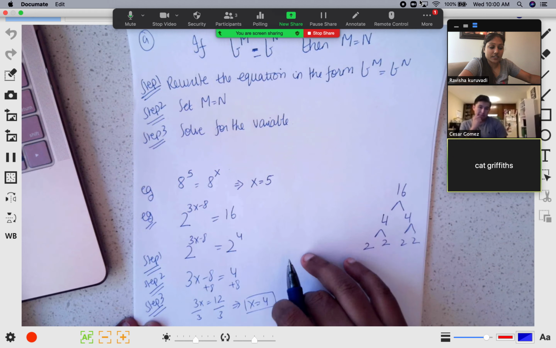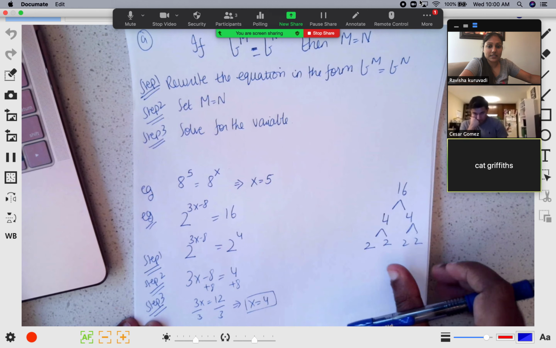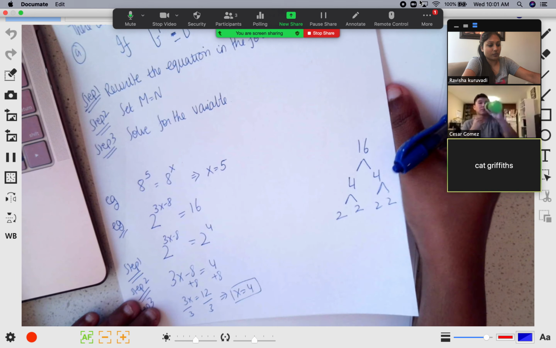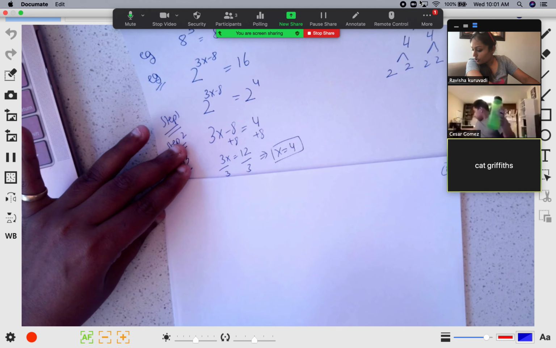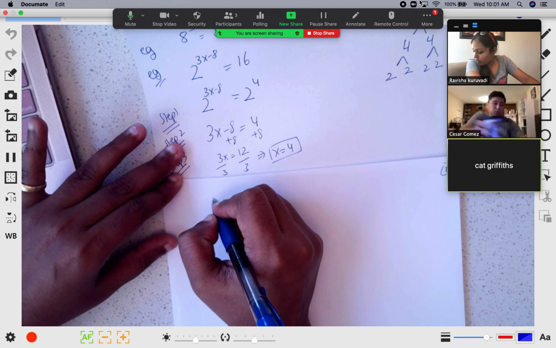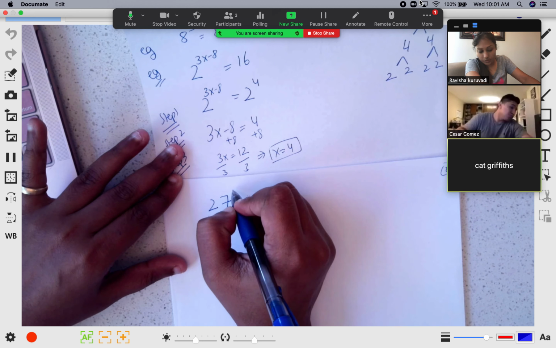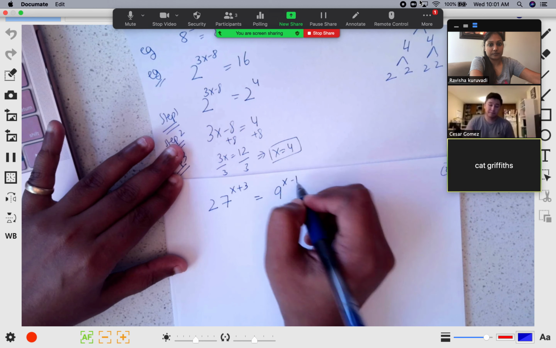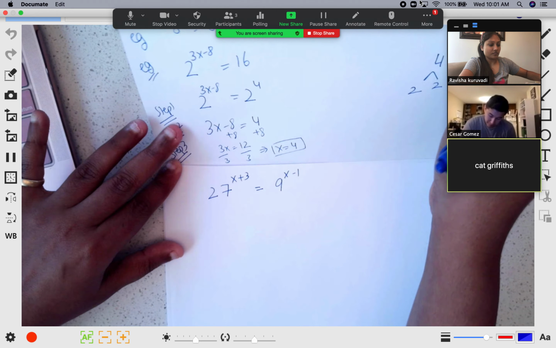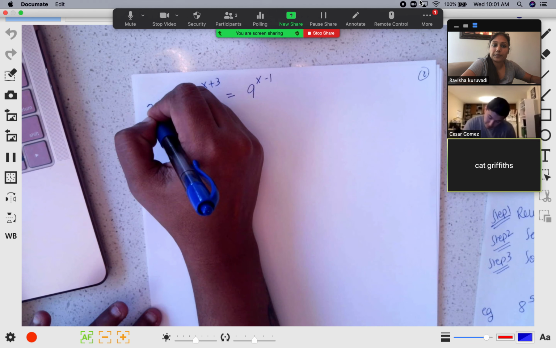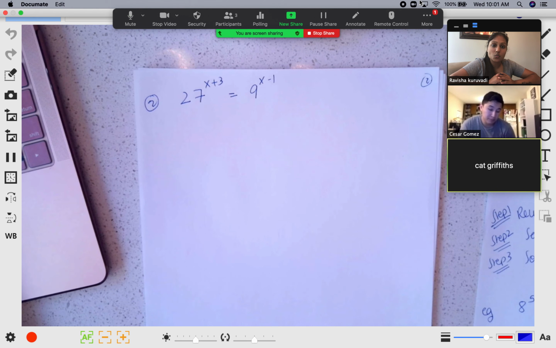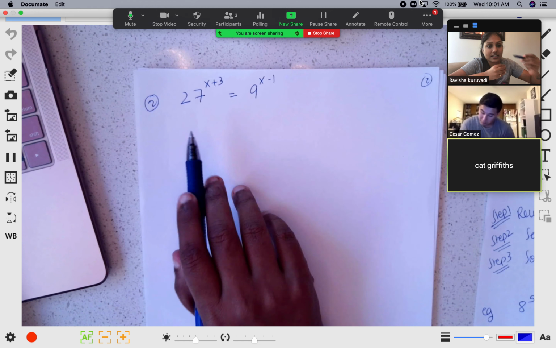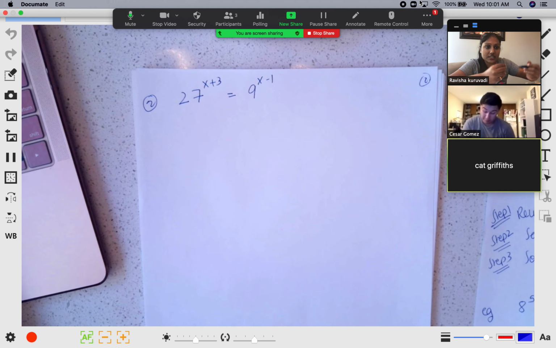So this was your first method: you try to make your base the same. Let's do one more problem. You are given 27 to the power of x plus 3 is equal to 9 to the power of x minus 1. This is my second problem. Caesar, can you tell me, can I write 27 as 9 to the power of something, or 9 as 27 to the power of something?